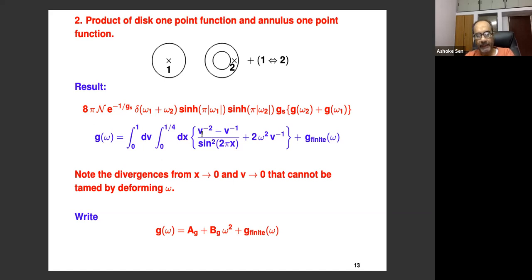So here, maybe I can say the interpretation of V and X. V going to zero, which is one of the sources of divergence, corresponds to the annulus becoming long. And X going to zero corresponds to the vertex operator approaching the boundary. Those are the two kinds of divergences that we see here. And again, you can see that the divergences at V going to zero and X going to zero cannot be tamed by deforming omega, because the exponents do not depend on omega. So again, we do the best we can. We write G of omega as a constant plus another constant times omega squared. That's this one. And then, of course, the finite piece, which is well defined.